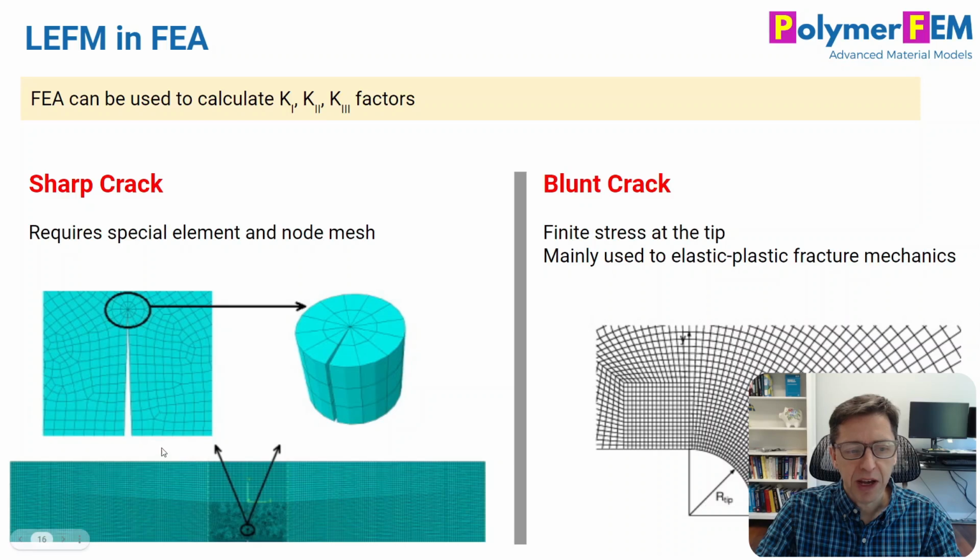If you do a sharp crack, you need to be very careful what type of elements you use and where you put the nodes in these elements. The idea here is that you want to have a specific configuration such that you get an infinite stress, and you get a stress that depends on the distance from the crack tip with 1 over square root r. And you can achieve that by having quarter node positions and this and that. I'm not going to go into it here, but it's available in finite element programs to calculate the stress intensity factors for various cracks in this way.